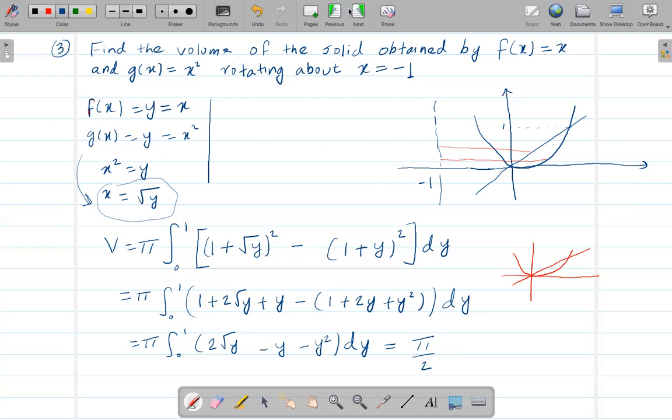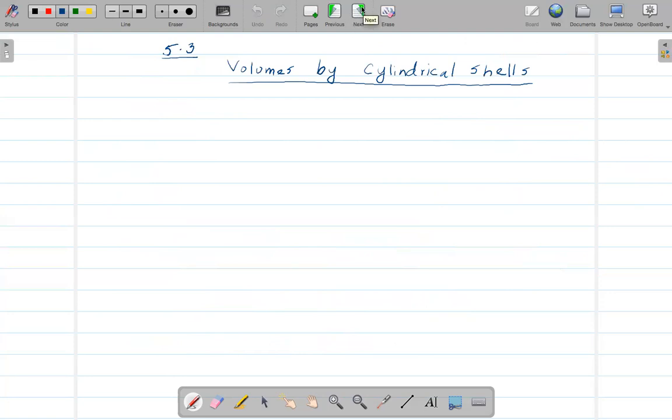All right, now I have 2 more examples. I'll be doing 2 other examples from 5.3. So 5.3 is now the volumes by cylindrical shells. On the cylindrical shells, what you need to know is basically we are looking at some kind of cylinder. Obviously we know that a cylinder would be something like this.